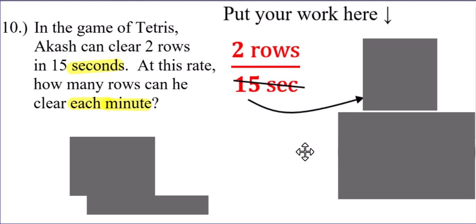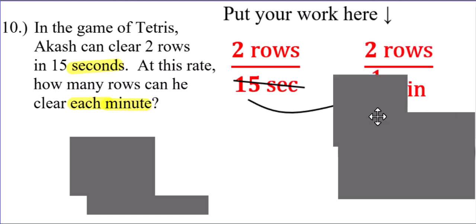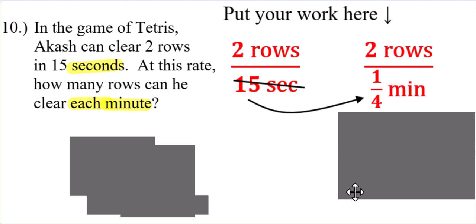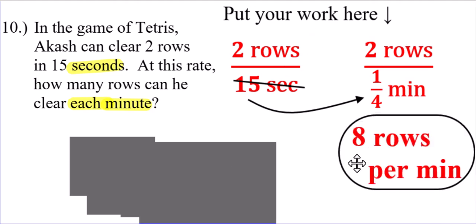Well, do the same thing that we were doing on problem number 8, where we were dividing by 60 to make it turn into minutes. If you take 15 divided by 60, you are going to get 0.25, also known as the fraction of 1/4. I don't care which way you write that. You can write it as 0.25 minutes. You can write it as 1/4 of a minute. And the way I got that is by taking 15 divided by 60 to get 1/4 of a minute. All right, so 2 rows divided by 1/4, and that's going to give you 8 rows per minute.